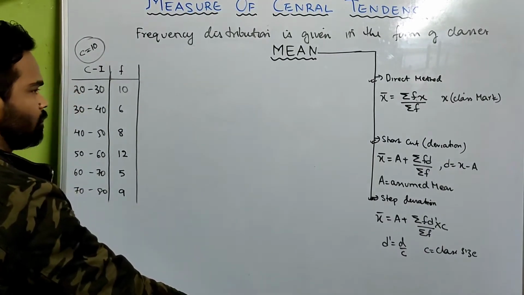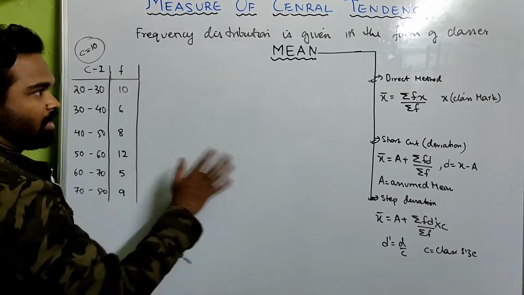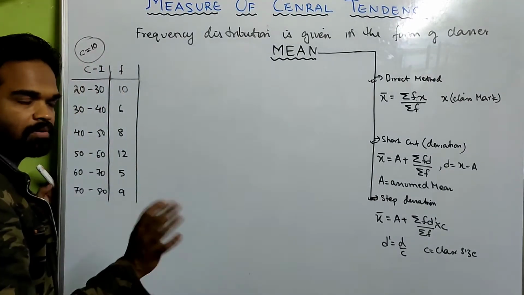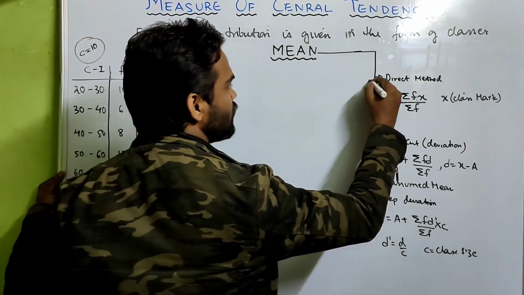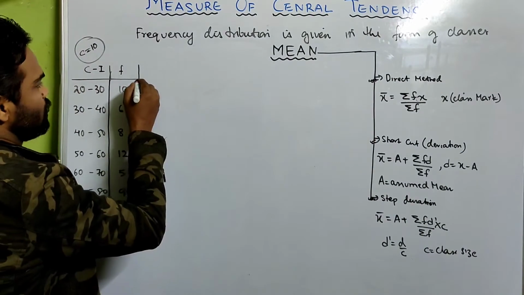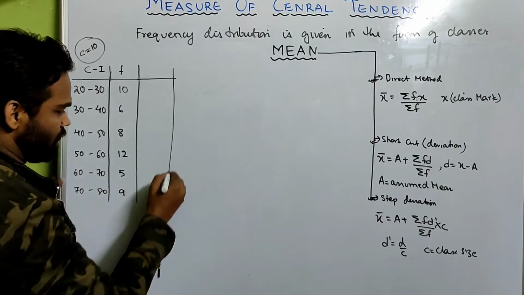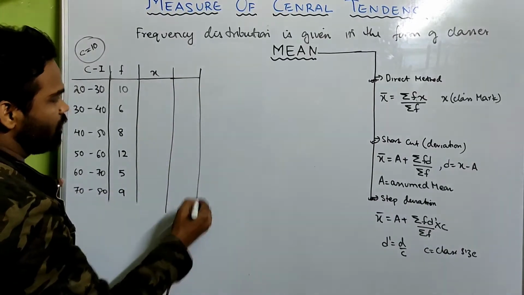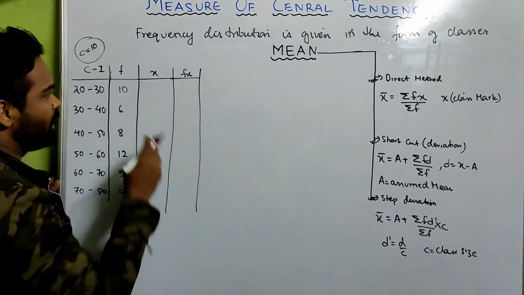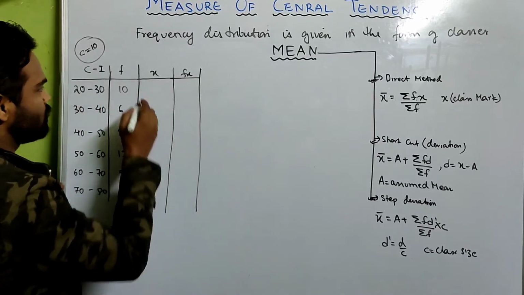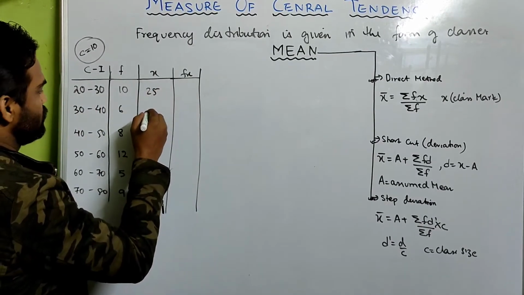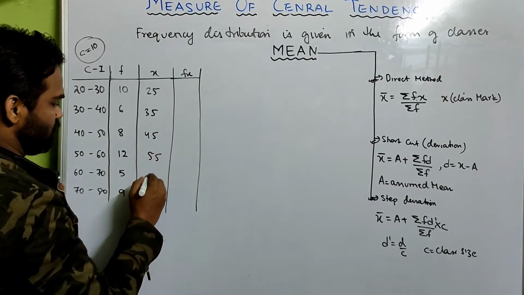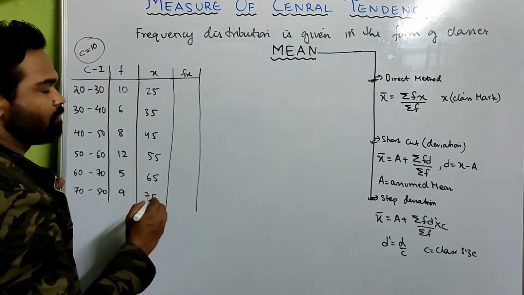Let us solve, let us find the mean of these data by all the three methods. First let us see the direct method. First thing, we'll find x, that is the class mark. Then we'll make a table for fx. Now x is lower limit plus upper limit divided by 2, that's 25. This is 35, 45, 55, 65, and this is 75.